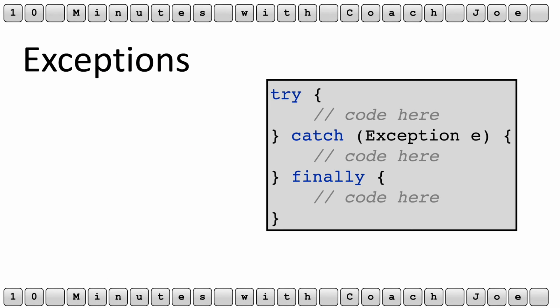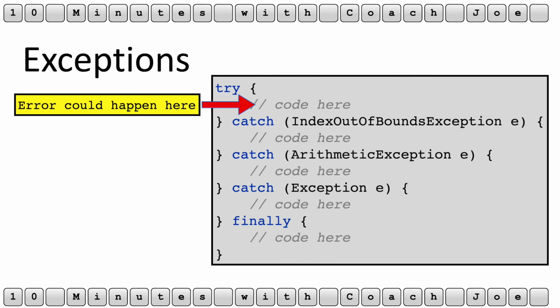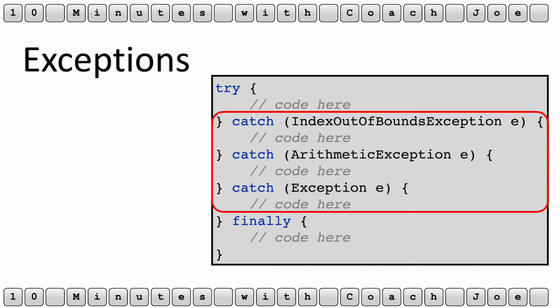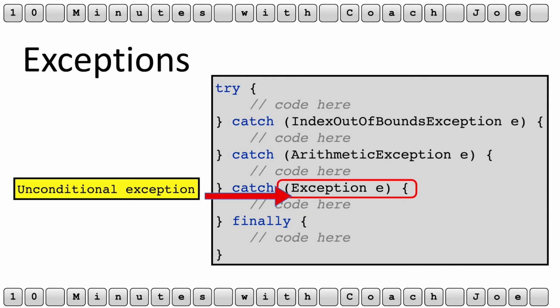Here's an overview of the try and catch blocks. The try executes code that could cause an exception error. If you know that multiple possible exceptions could occur, you could have one or many catch blocks. We have seen an example of this catch block where the parameter is Exception e. Exception is considered to be an unconditional exception, meaning it will catch any error.